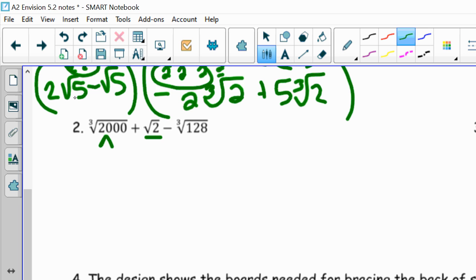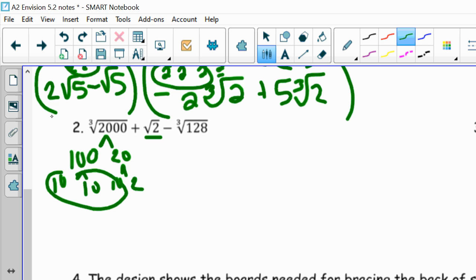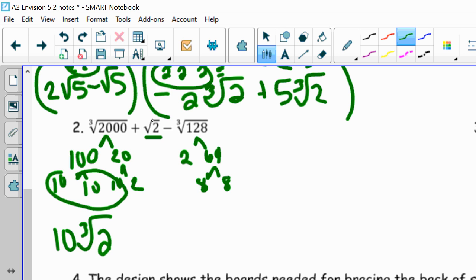So 2000 came from 20 and 100. 100 is 10 and 10, 20, 10 and 2. I've got 3 10s right there. So I've got a 10 cube root of 2. Now let's do a factor tree on 128. Let's see, 128 came from 2 and 64. 64 is 8 and 8. 8 is 2 and 4.